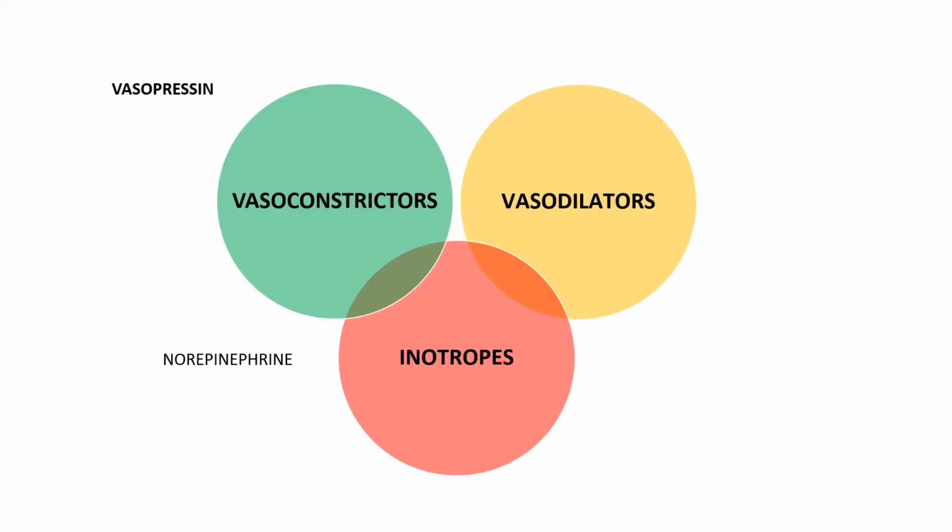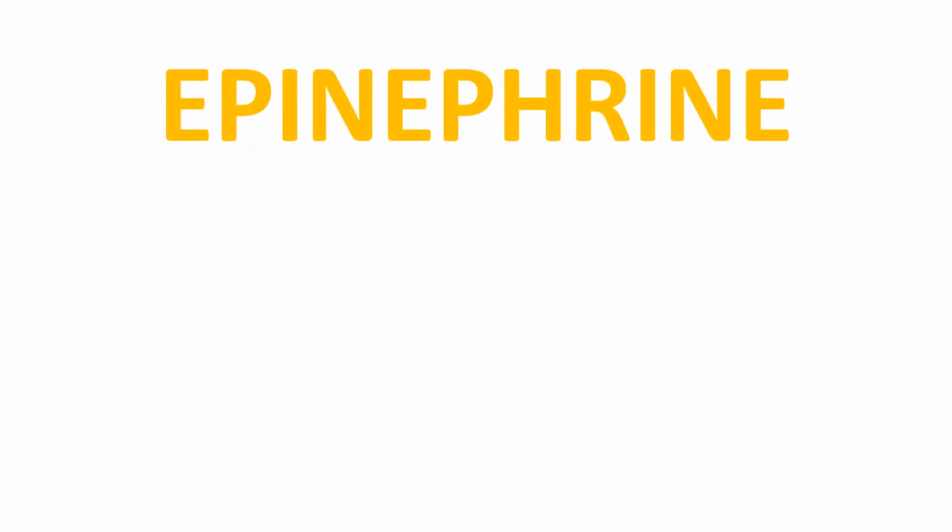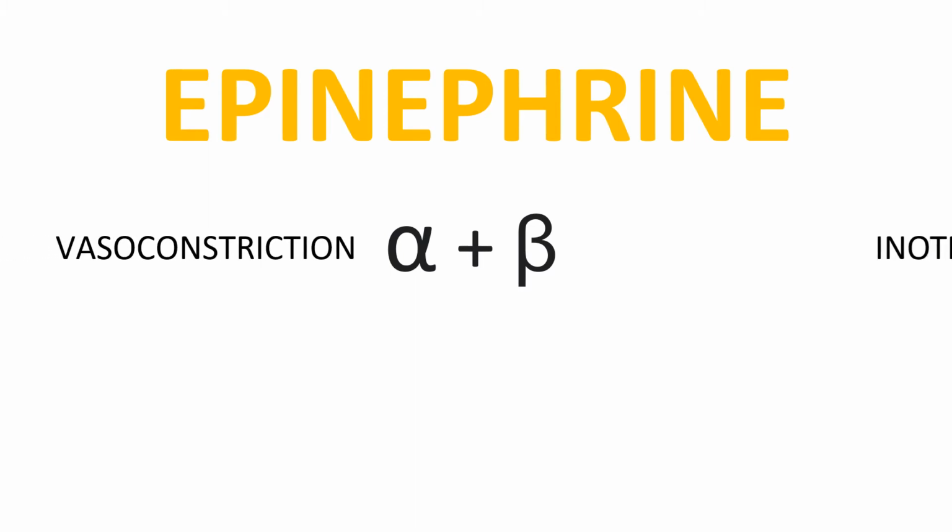Next, let's talk about epinephrine. Epinephrine works both on alpha and beta receptors, so it will give you some vasoconstriction and an inotropic effect. It's important to remember that lower doses of epinephrine result in more inotropy, and the higher you go on your epinephrine doses, you will get more vasoconstriction.